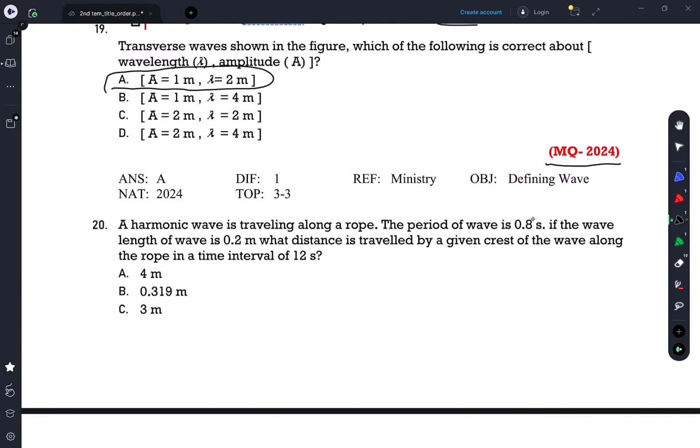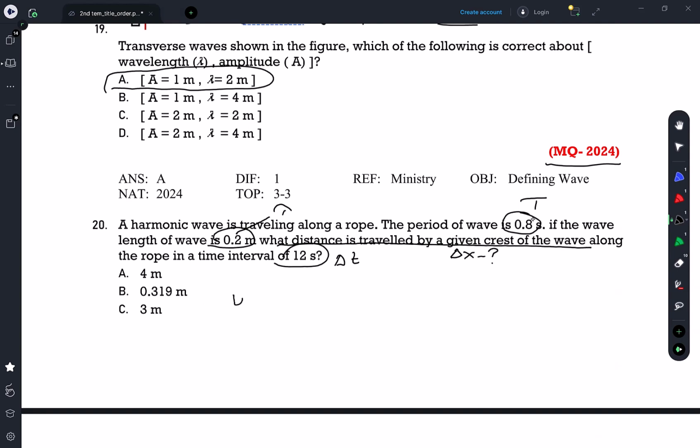Question number 20. A harmonic wave is traveling along a rope. The period of the wave, T, is 0.8 seconds. If the wavelength of the wave is lambda, what is the distance traveled by a given crest of the wave along a rope in a time interval of 12 seconds, delta T? Delta X is asked. What is the distance traveled in a time interval delta T?